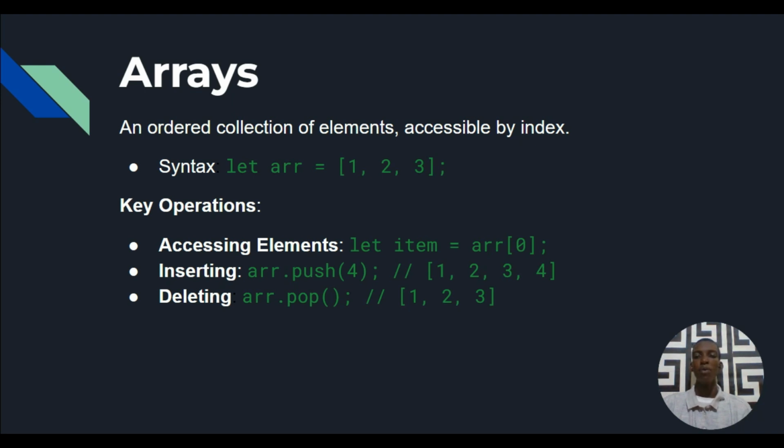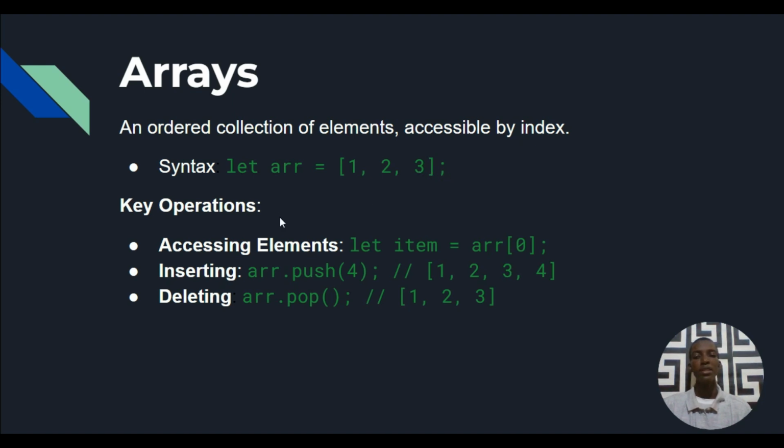The first thing we'll be looking into now is arrays. What are arrays? Arrays are an ordered collection of elements accessible by index. To create an array, we say let, any name we give, equal to the array brackets. Then we say 1, 2, and 3.